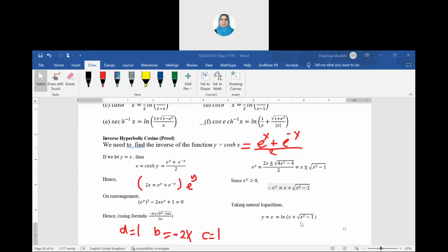Exponential y is equal to this value. So take the natural logarithm of both sides to get the value of y. Y will be equal to the natural logarithm of x plus the root of x squared minus 1.